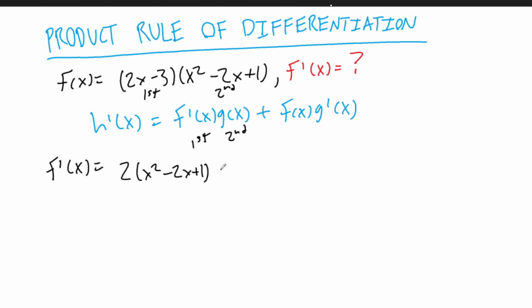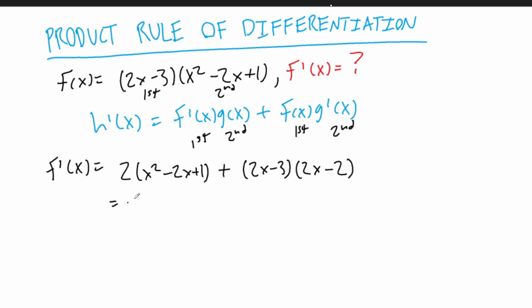And then we're going to add f of x as it is. So that's 2x minus 3. We're adding, this is the first and this is the second. So we're adding the first as it is, 2x minus 3, times g prime of x, the derivative of the second. So we'll differentiate the second, and we get 2x minus 2. Now we've completely set it up, and all we have to do is FOIL and simplify.